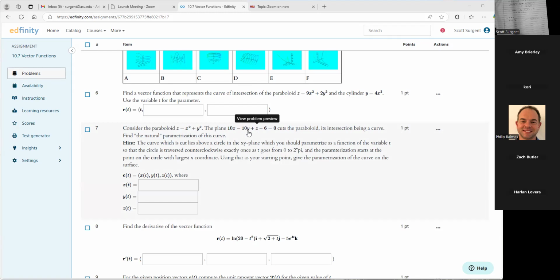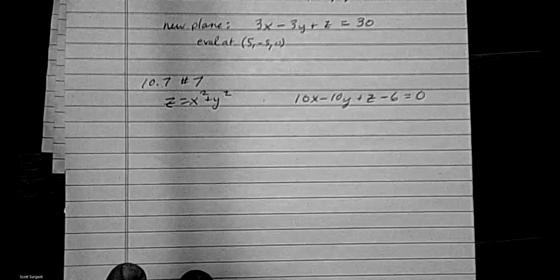All right, and it gives you a whole bunch of directions here. The curve, blah blah blah. What's the natural parameterization? You know what? Sometimes that's just more confusing than anything. Let's just pretend we don't see that. Let's just roll up our sleeves and tackle it directly.